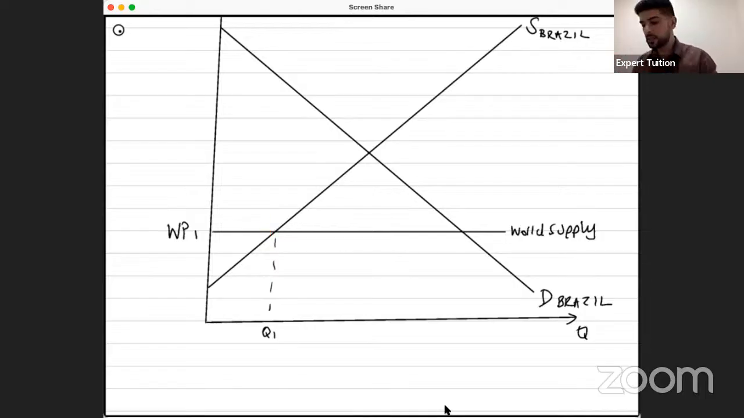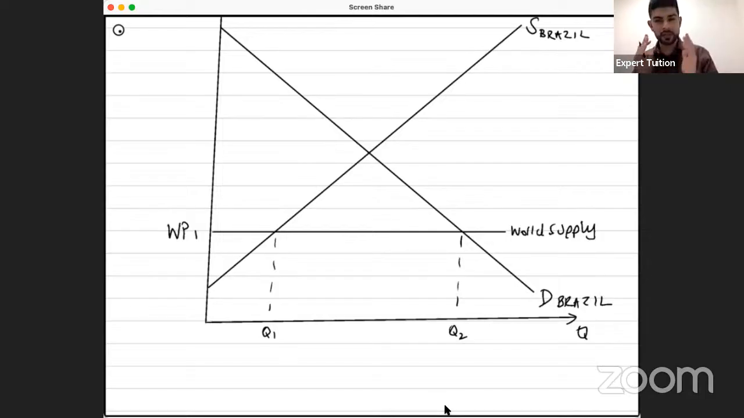Demand, on the other hand, is all the way over here. And again, the question, very simple. Why is demand so high? Why are people in Brazil buying so much of this good? Well, the answer is simple. It's super cheap. Therefore, they go, I want loads of this.